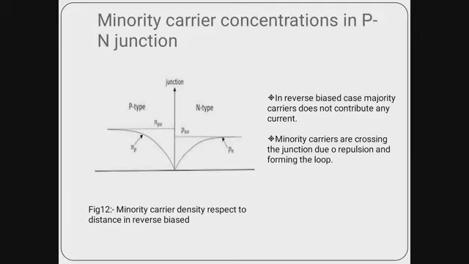In case of p-type semiconductor bead, the electrons, and in case of n-type beads, the holes, are repelled by the battery potential because p-type is connected to positive and n-type is connected to negative. So they are crossing the junction and they are forming loops from negative to positive and positive to negative terminal.